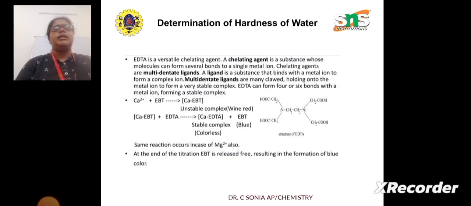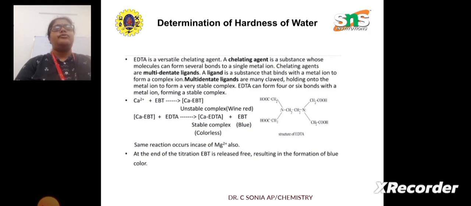So calcium and EBT will be in the solution. When you add EDTA to it, the calcium starts complexing with EDTA. But why is it complexing with EDTA? Because the complex with the EBT is an unstable one, but the complex with the EDTA is stable and colorless. Plus you have the free EBT, which is blue in color. This titration is also called a complexometric titration because you are doing the titration in which a complex formation is involved. The same reaction occurs in the case of magnesium also.